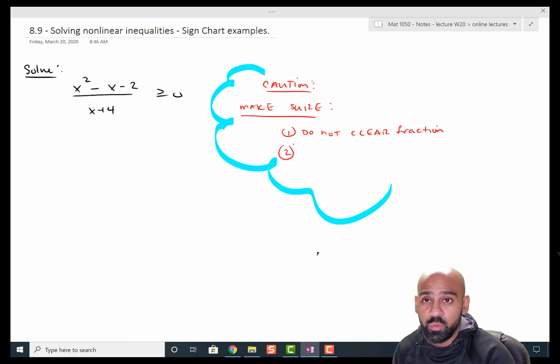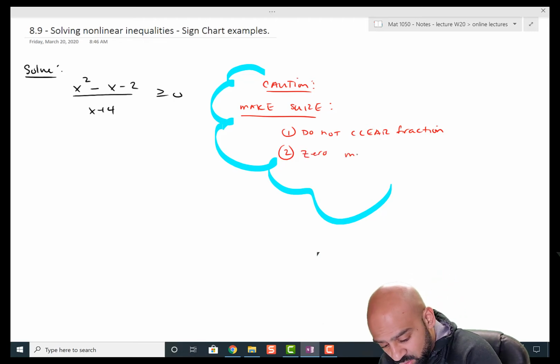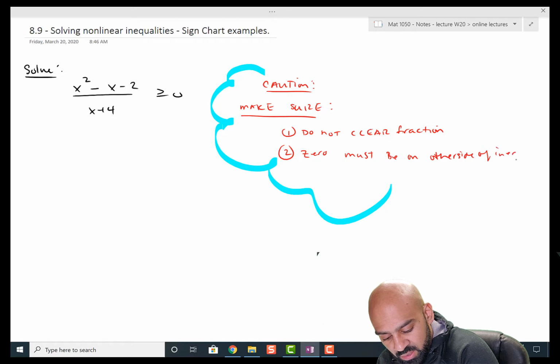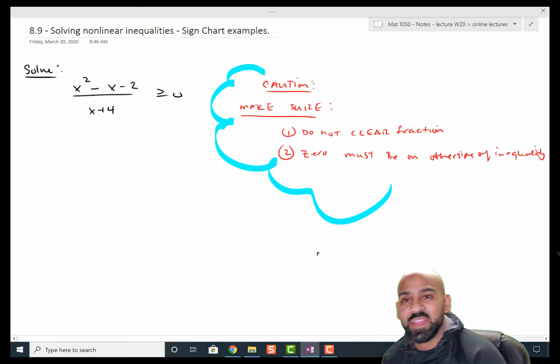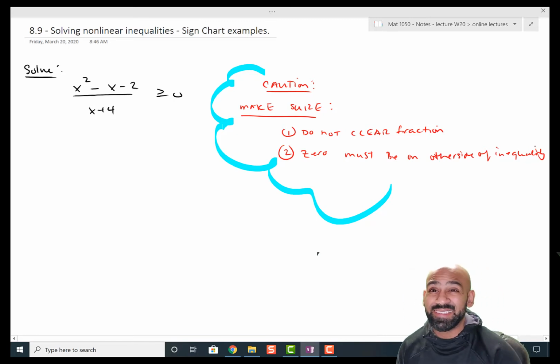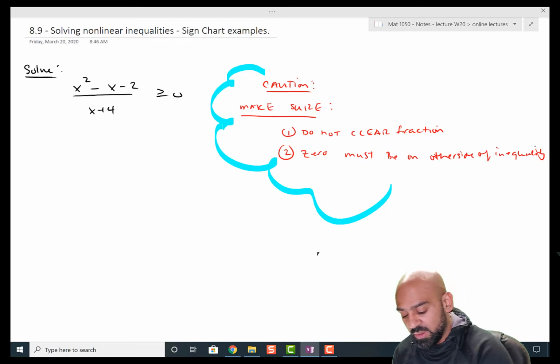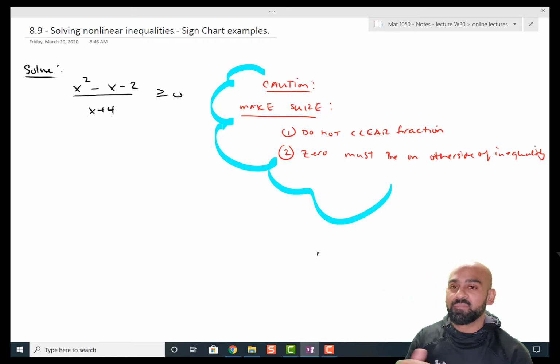Number 2, once you do that, you don't want to clear fractions. 0 must be on the other side of the inequality. Because in the pretense of making a sign chart, all we have to look at is the sign, which is positives or negatives, like we did in the last example. So I want to make sure 0 is there. These are setting up for later.